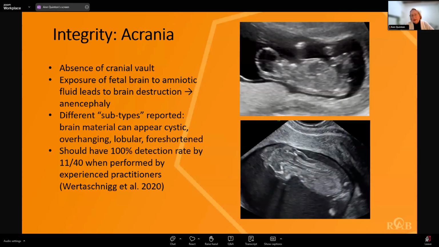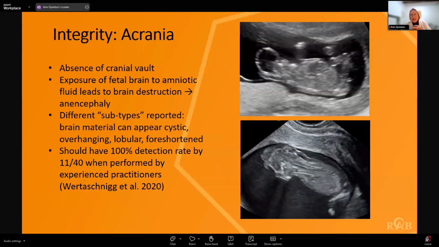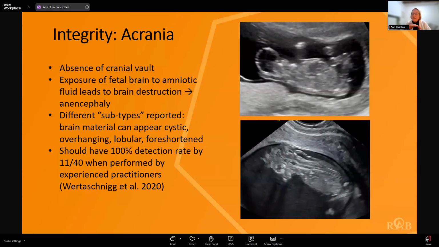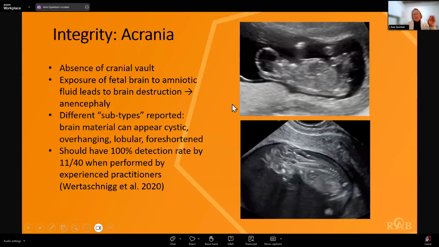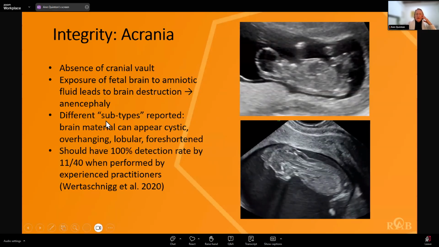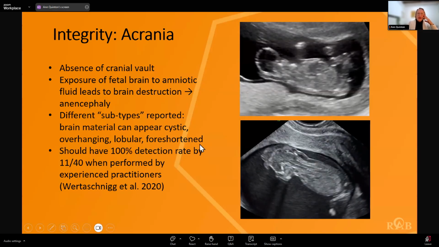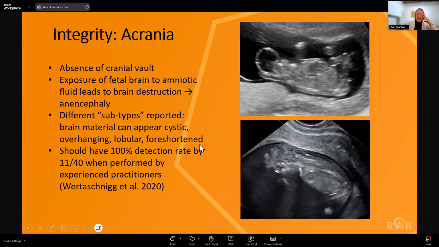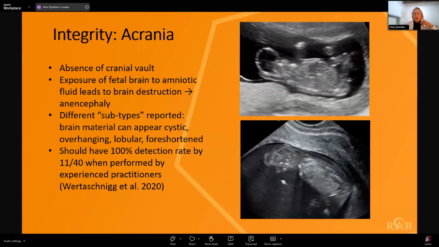So by about the second trimester, if this hasn't been detected in the first trimester and the person's having their first scan in the second trimester or maybe even in the third trimester, you will find that there's anencephaly, so that there's no skull and there's no brain tissue at all. So, look, there have been different subtypes reported. I don't think they're really important apart from the fact that it shows you that the brain can, in the first trimester, have different appearances when there is acrania.